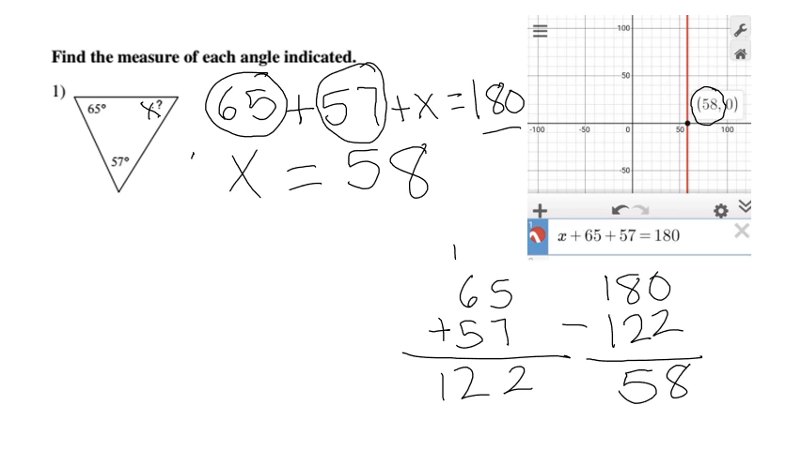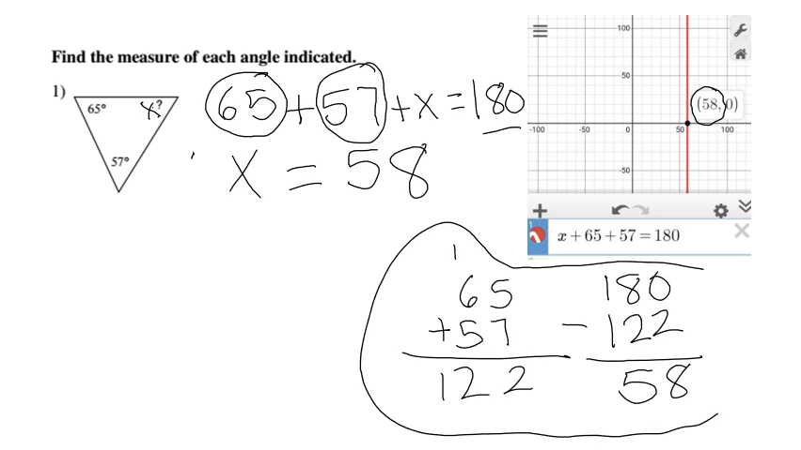Now, when we get into day 2, this particular methodology will not be as helpful. We will need Desmos because we will be solving for a variable, and it won't be as straightforward. So this particular methodology will only work if two of the angles are numbers, and you're only missing the third.